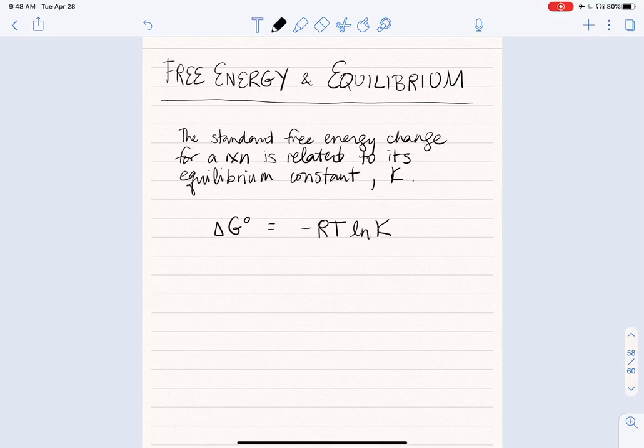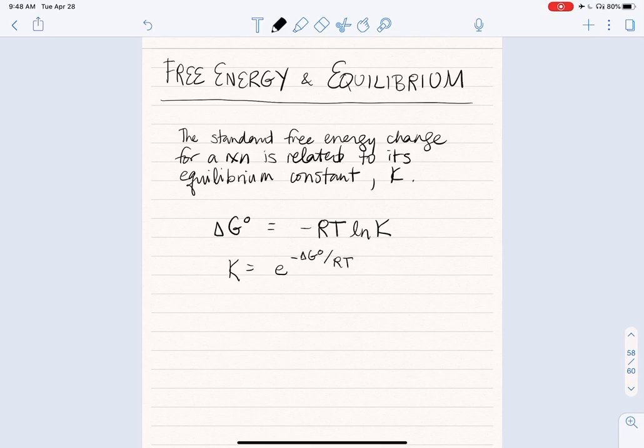equilibrium constant. You can rearrange this equation if you want to solve for K. So K is going to be, that's natural log, so it's base e, K is going to be equal to e to the minus delta G naught over RT.